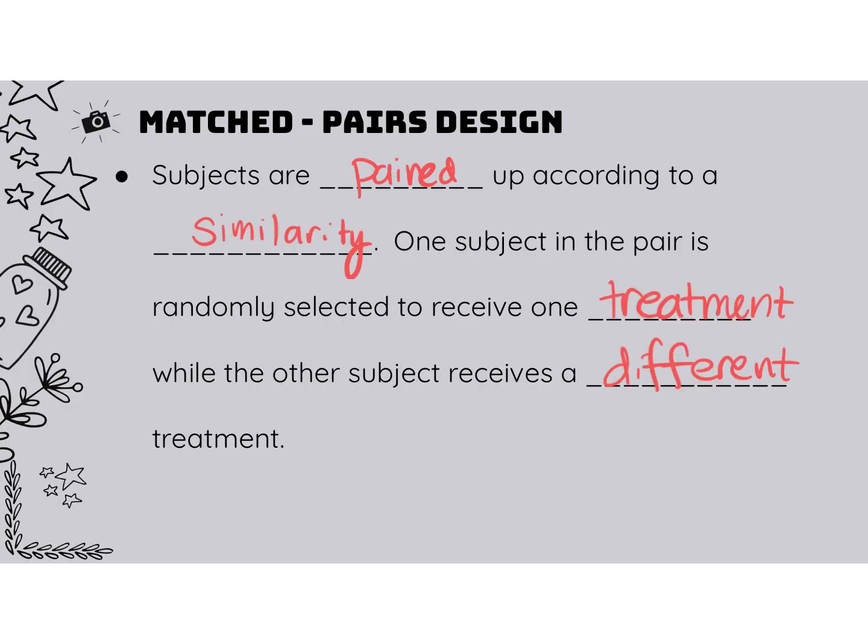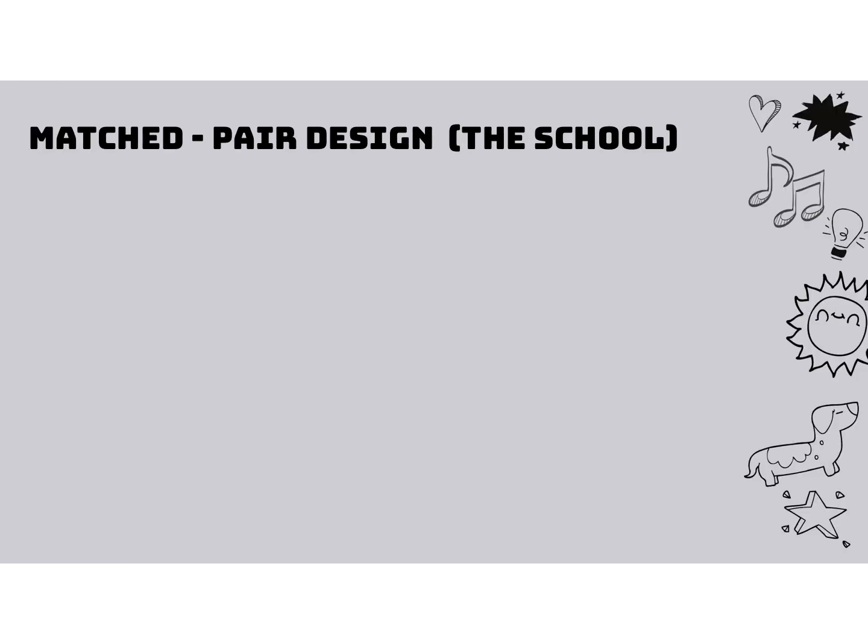Our next type of randomization is matched pair design. Subjects are paired up according to a similarity. One subject in the pair is randomly selected to receive one treatment, while the other subject receives a different treatment. So a way that we could do this at school is you could pair 2 students up by having the same schedule, so like same classes, and one would get the control and one would get the treatment.